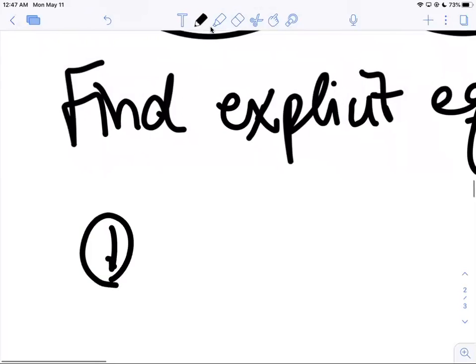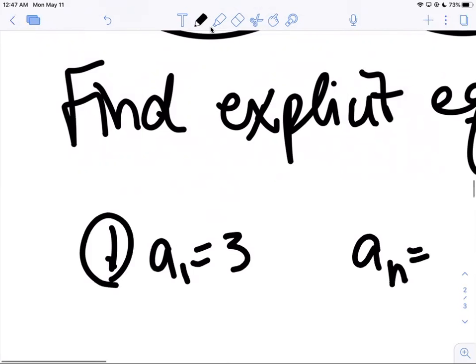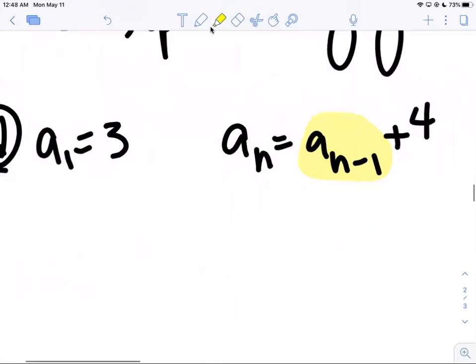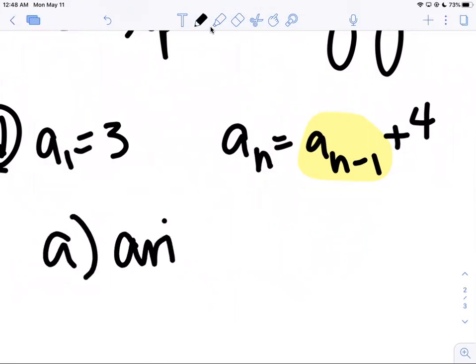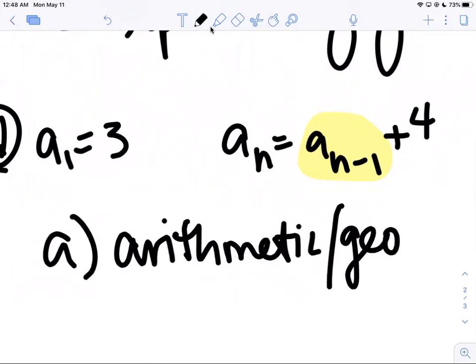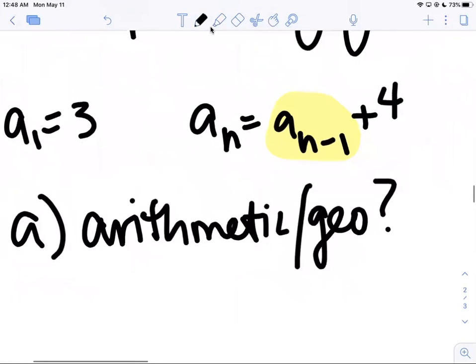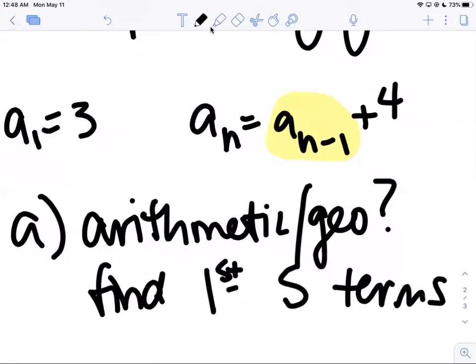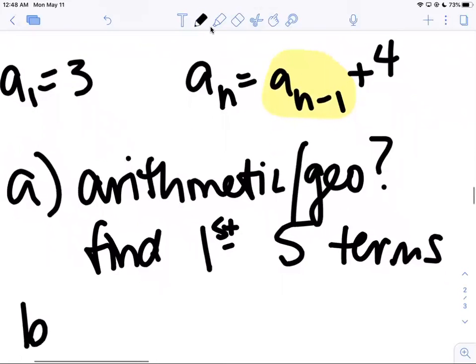Number 1, I'm going to give you a sub 1 equals 3. I'm going to give you a sub n equals a sub n minus 1 plus 4. So we're replacing that a sub n minus 1 with an actual number in a second. Let me give you a few more directions. So I'm going to ask, is this sequence arithmetic or is it geometric? And then once you figure that out, find the first 5 terms. And then I want us to figure out what the explicit equation is.